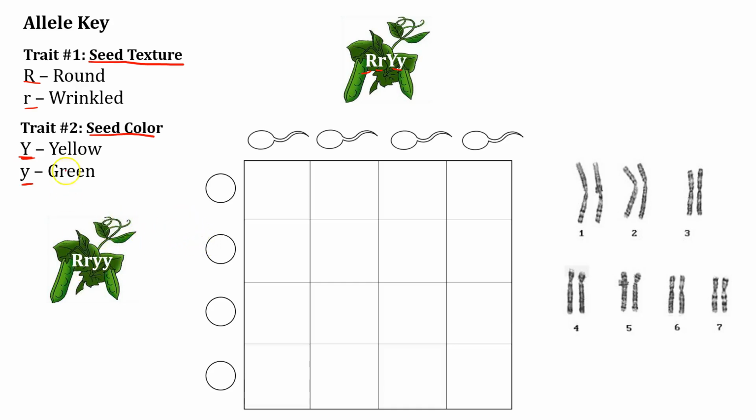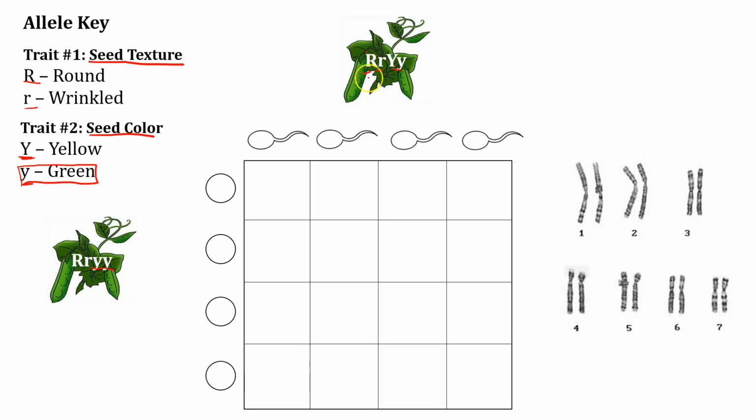This other plant was a heterozygote for seed texture because it had one dominant allele and one recessive allele. And for seed color, it was homozygous recessive. It had two copies of the recessive allele, which in this case is green colored seeds. When we talked about how you would do a Punnett square analysis in this cross, we had the assumption that these traits will sort independently from one another.